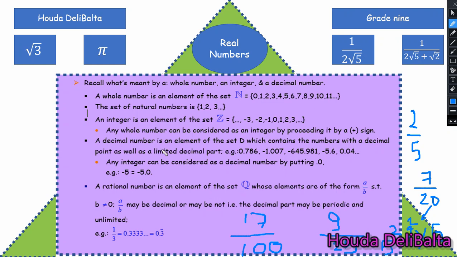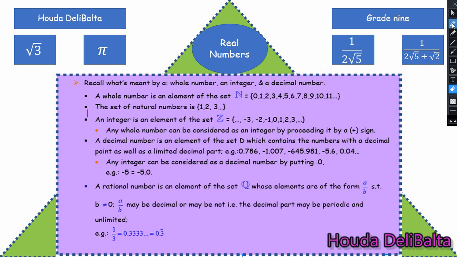Okay? Now some numbers, like for example 0.333, or 1.1212, etc. You notice that there is a repeated part. Here the repetition is for 3. Here the repetition is for 12. When you have such numbers, these numbers are not included in the decimal set. They are not decimals. They are called rationals. They are elements of the set Q.